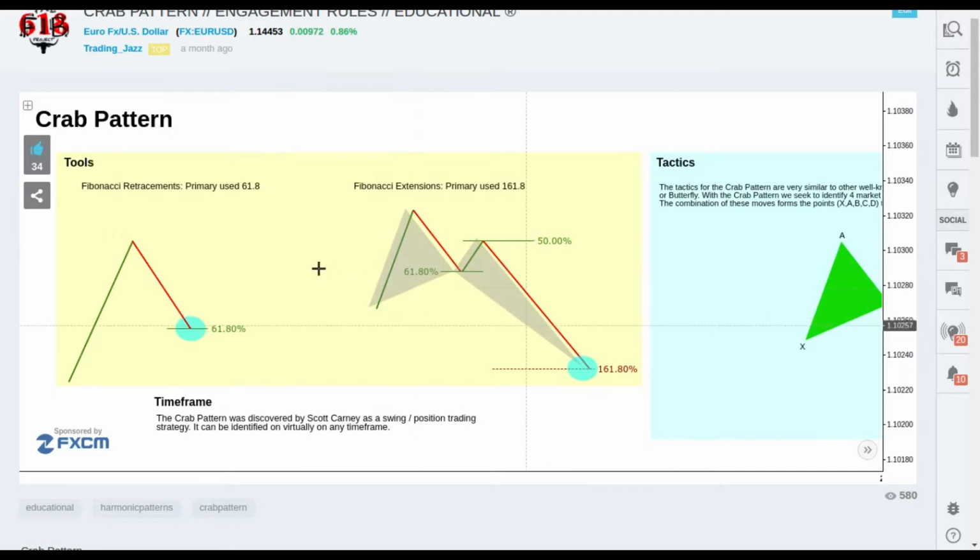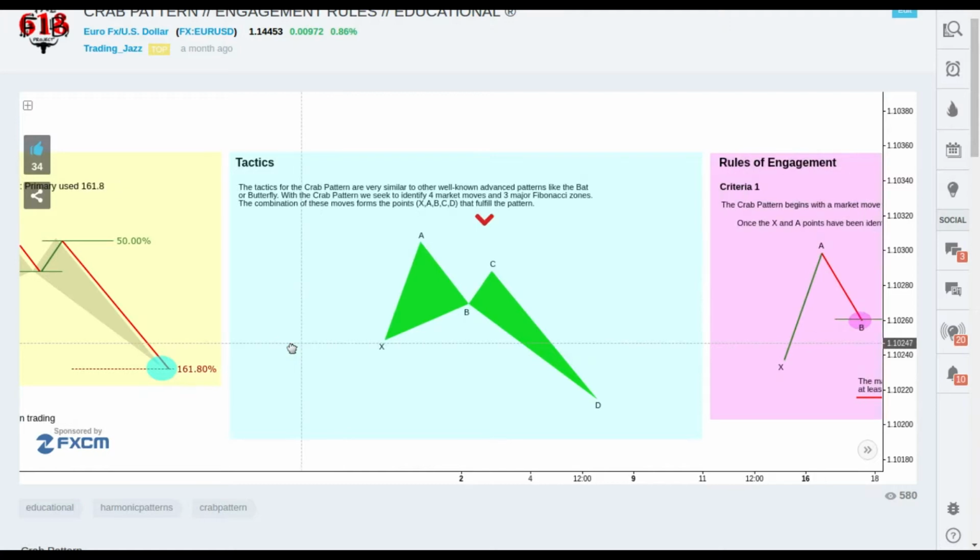Today we are going to talk about the crab pattern time frame. The crab pattern was discovered by Scott Carney as a swing position trading strategy. It can be identified on virtually any time frame. Tactics. The tactics for the crab pattern are very similar to other well-known advanced patterns like the bat or butterfly.